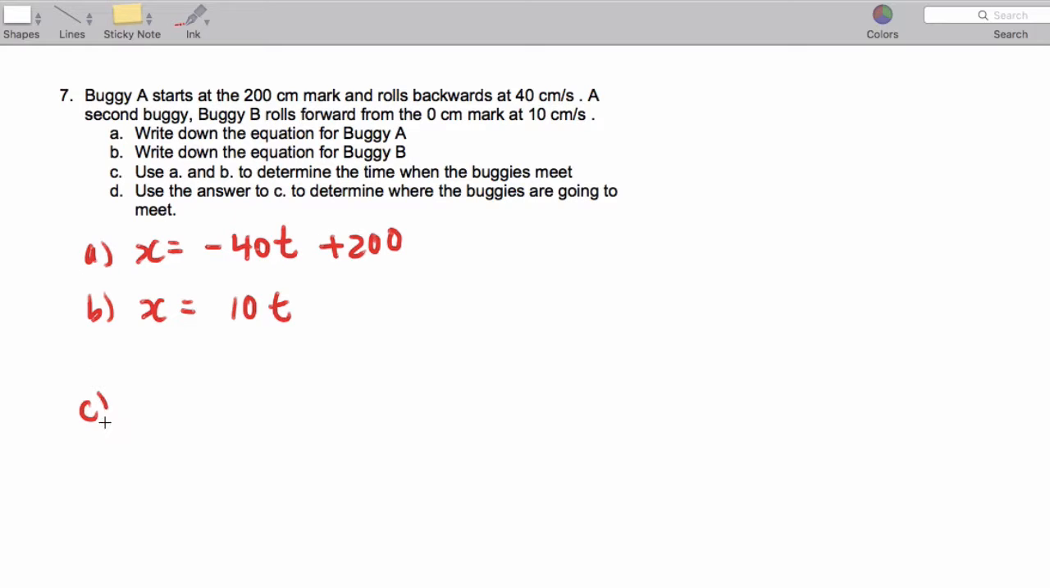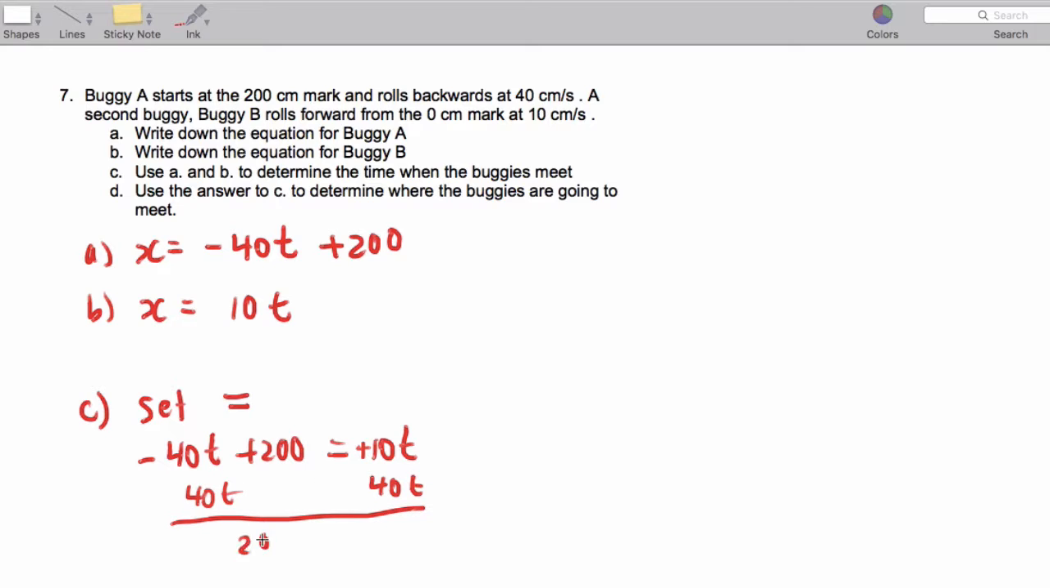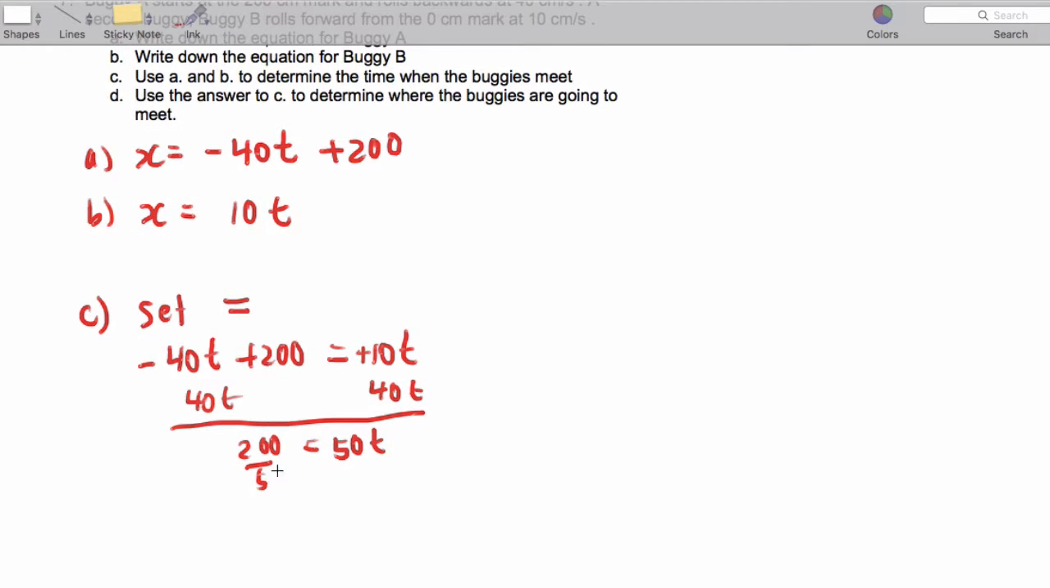Okay, for part C, set them equal. Negative 40t plus 200 is negative 10 times t. Sorry, is plus 10 times t. We'll add 40t to both sides, and we end up getting 200 is 50 times t. We'll divide both sides by 50, and we'll get that the time elapsed is 4 seconds for them to meet.